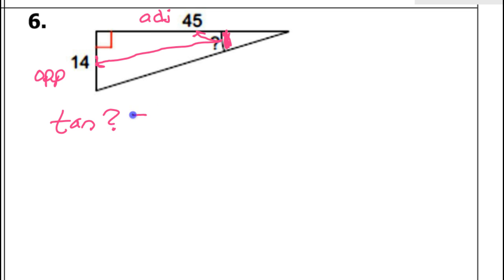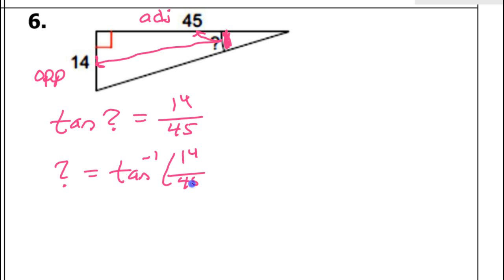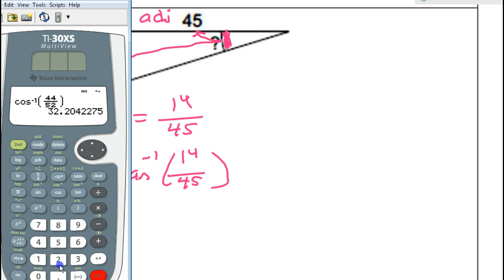Tangent of question mark is equal to opposite over adjacent, 14 over 45. If you want the angle out of it, you will have to do the angle equals the inverse tangent of 14 over 45. And then you can just put that in your calculator. All right, so that's 17.281.